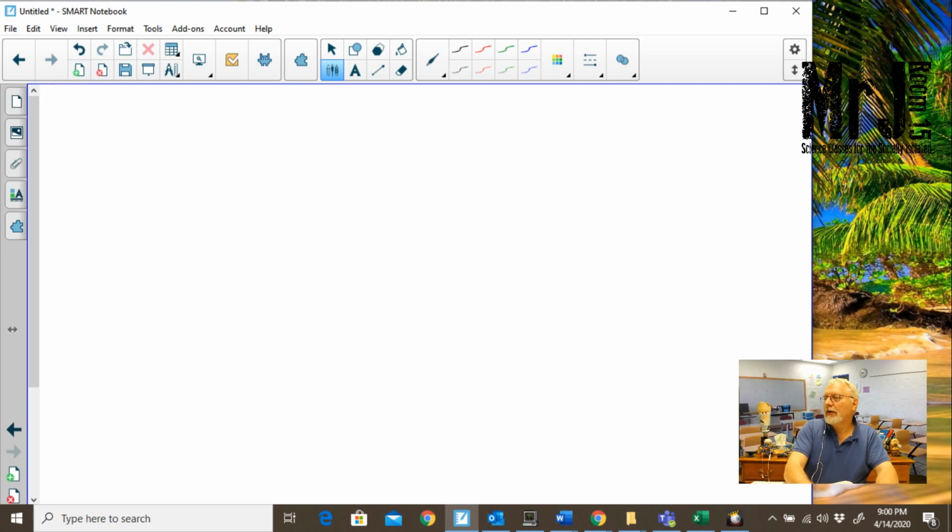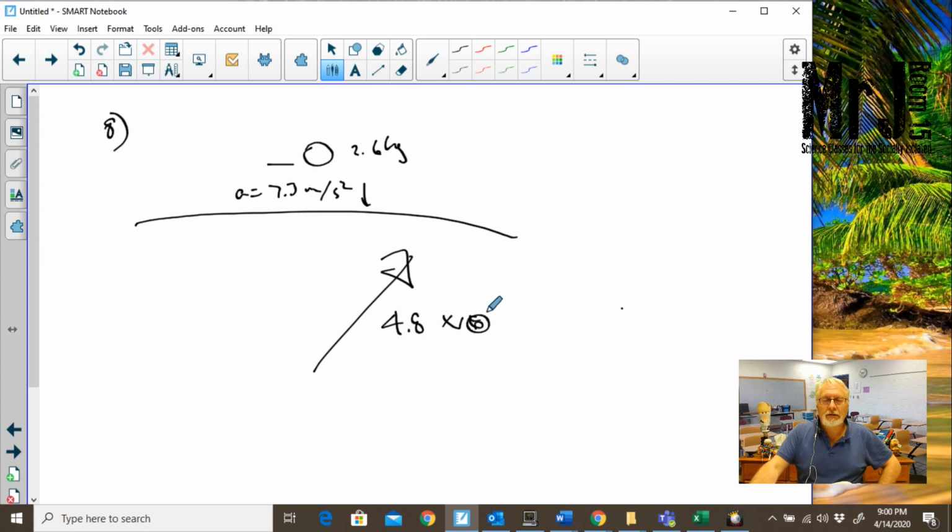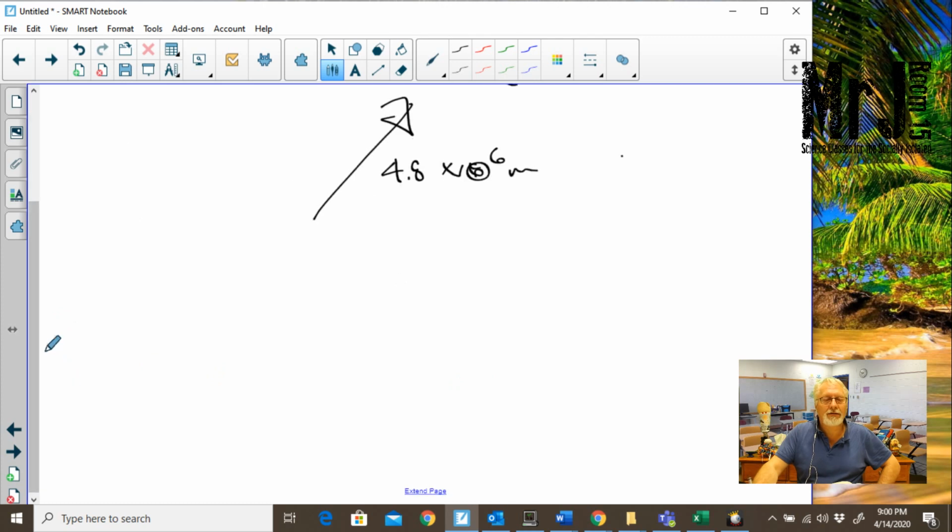Let's check out 8. In an experiment, conducted on the surface of a planet, here's the surface of the planet, we have this steel ball, which is 2.6 kilograms, drops to the ground with an acceleration of 7.3 meters per second squared. And what we want to know: what is the planet's mass, if the radius of the planet, so we know the size of the planet, there are ways to do that, is 4.8 times 10 to the 6th meters? Oh, this is cool.